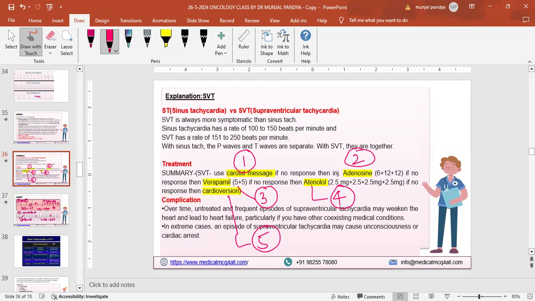If the carotid massage fails, the first drug is adenosine. Adenosine also reduces the heart rate by acting on the SA node. If adenosine doesn't work, give verapamil, a calcium channel blocker, which blocks the SA to AV node conduction and reduces the heart rate. If that doesn't work, use a beta blocker, with the same action, stepwise, and if nothing works, cardioversion. That's it. This is what the treatment is.